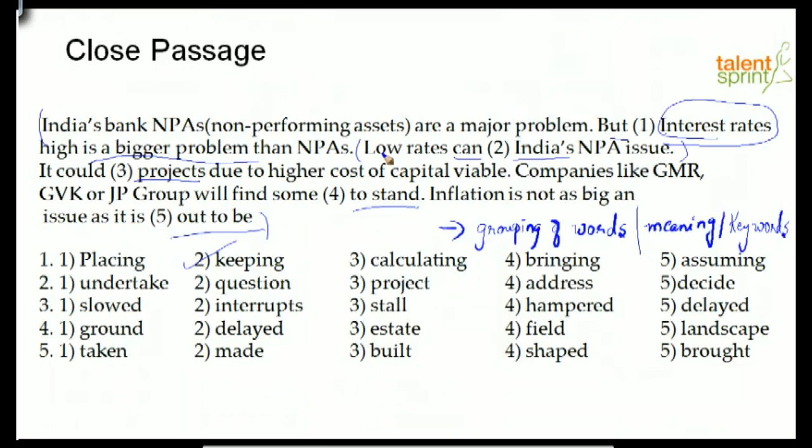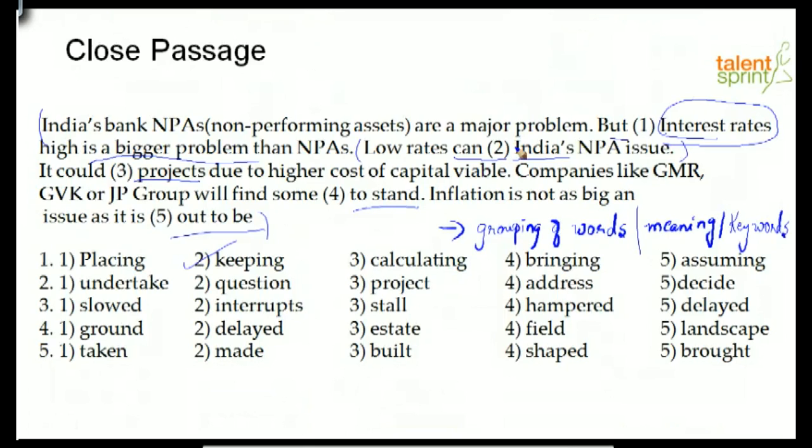So the second blank, Trivikram says it's option 2. Question: if I have to substitute my own word in option 2, I am looking at this issue needs to be dealt with, right? So out of my options, undertake, question, project, address or decide, which will be ideal to fit the blank? Amber, correct, right? Low rates can address India's NPA issue. Low rates can deal with this particular issue.